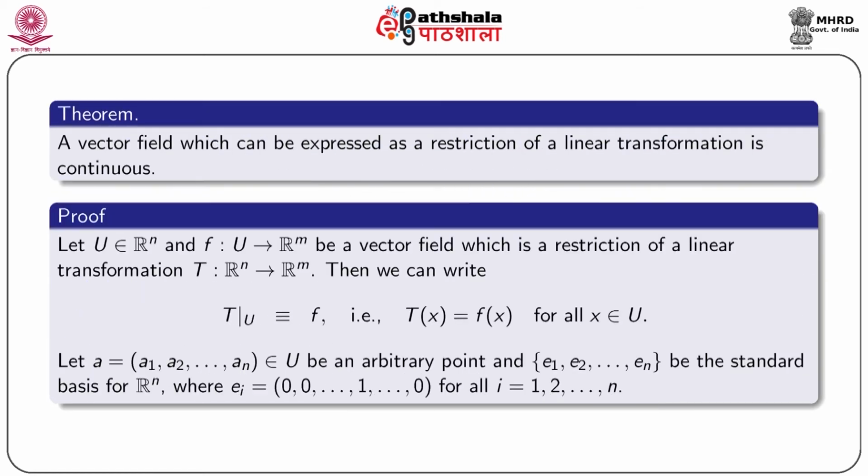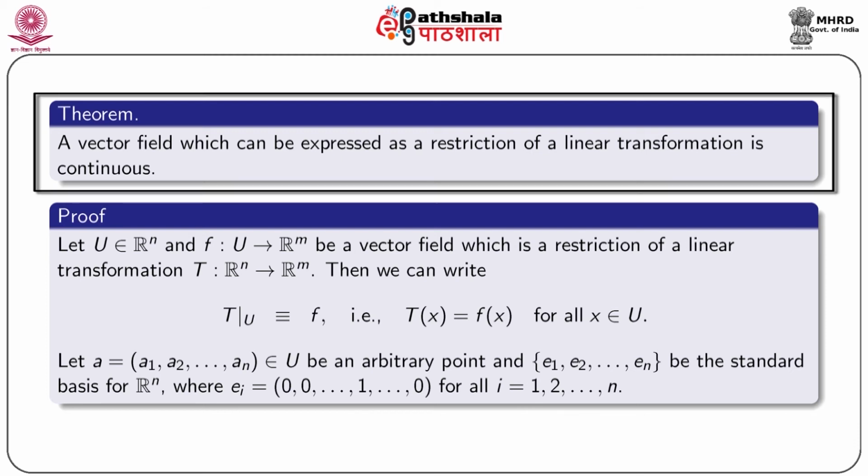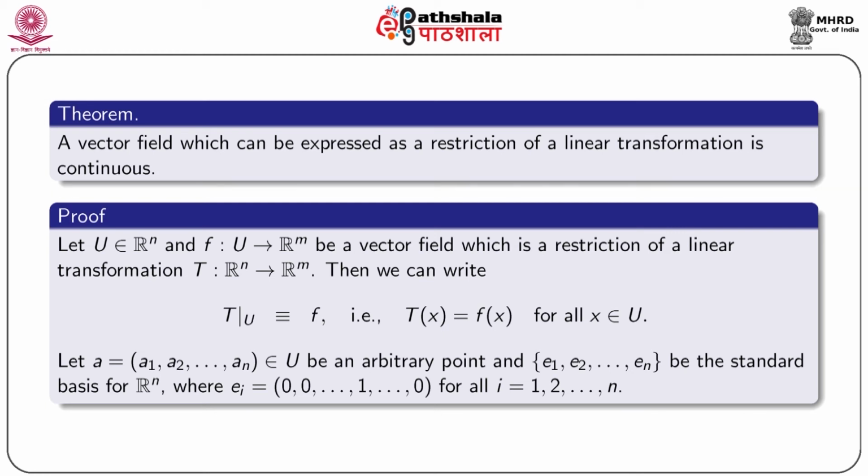Another result. It reads as follows: a vector field which can be expressed as a restriction of a linear transformation is continuous. We give the proof here. Let U be a subset of R^n and F a vector field defined on the set U which is a restriction of a linear transformation T defined over R^n. Then F is nothing but the restriction of T over U, that is, for all x in U, T(x) equals F(x). Let a be an arbitrary point in the set U and we denote the standard basis of R^n by e1 to en.